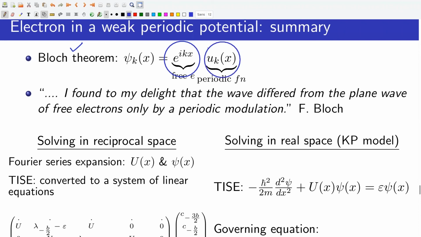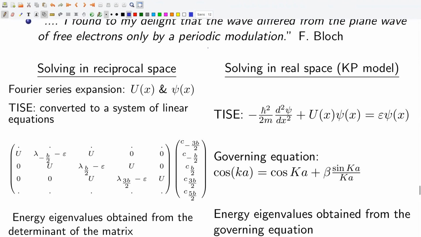Then we solved in two different routes. First one is a solution in reciprocal space. We do a Fourier series expansion of the potential and of the wave function. Using the Fourier components, we can express the time-independent Schrodinger equation in the form of a system of linear equations. Energy eigenvalues are obtained from the determinant of this matrix.